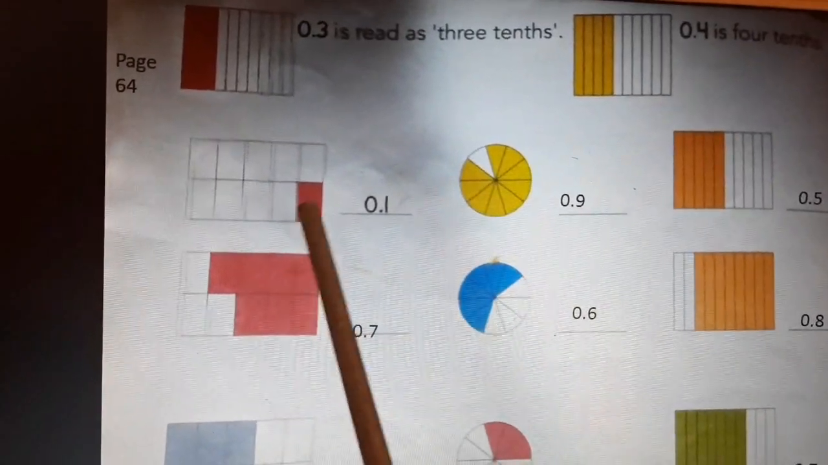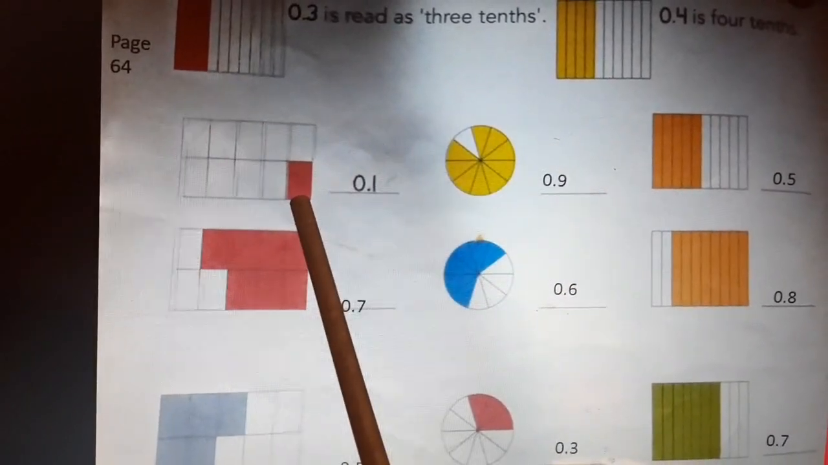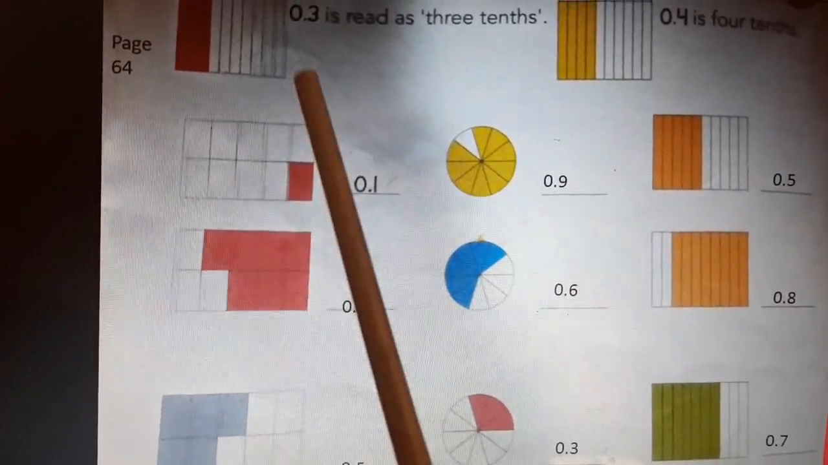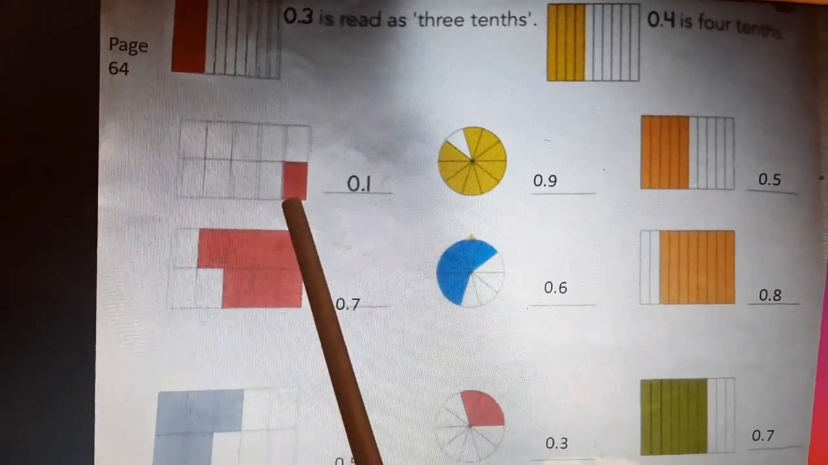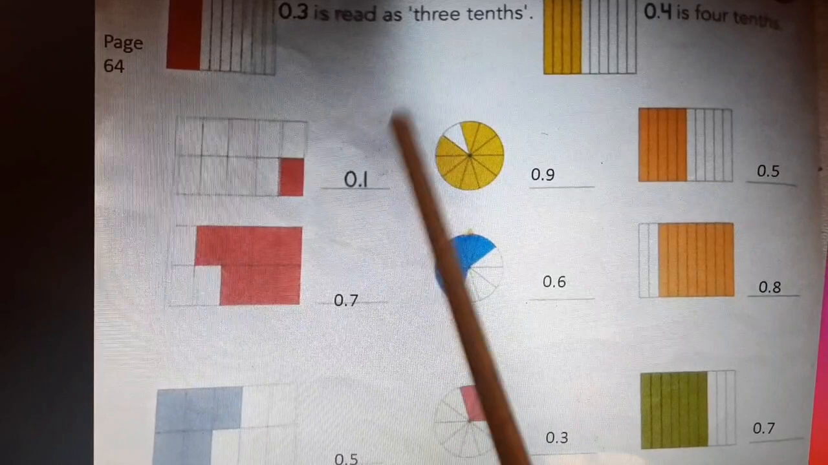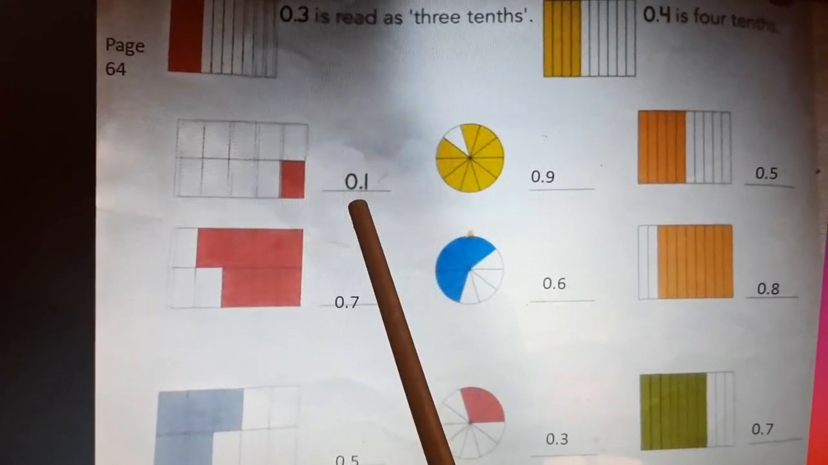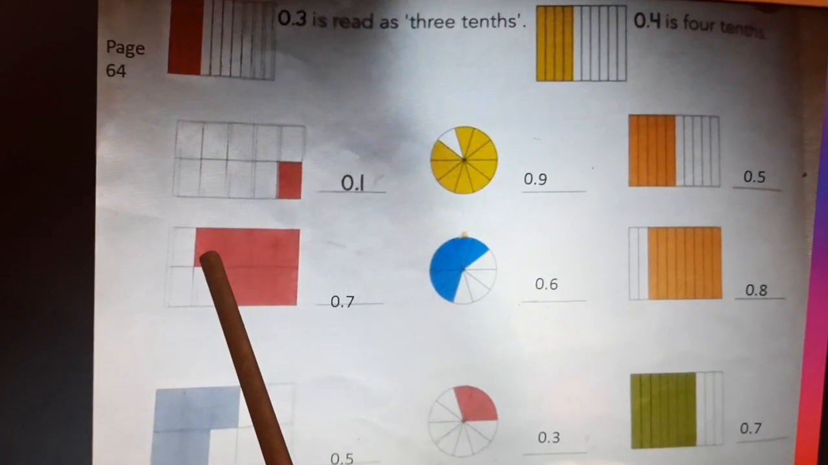Here, we have only 1 colored part. We can write this as a decimal. We have 1/10. At first, put the decimal point. Then write 1/10. How can we read this? 1/10.